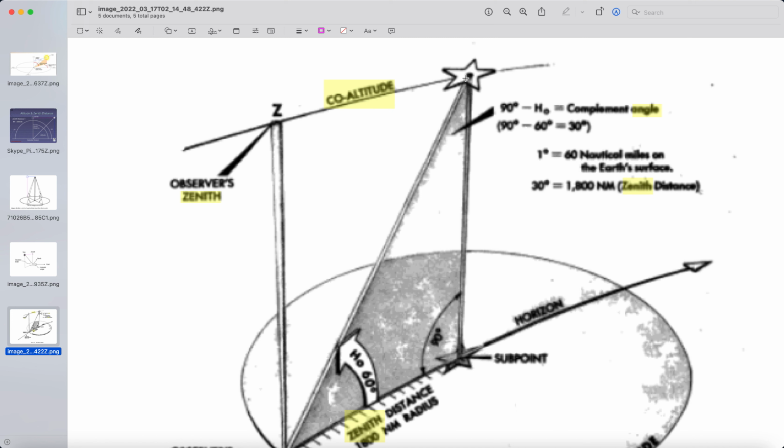It has to match the altitude of the star. It has to use parallel zeniths. So this is 60 degrees here. So here we have 1 degree equals 60 nautical miles on the Earth's surface. Okay, so 90 minus 60, because this is a 60 degree, gives you 30 degrees. So 30 degrees is 1800 nautical miles, zenith distance.